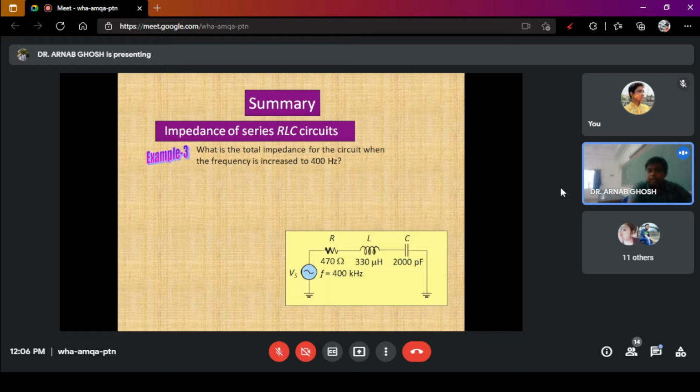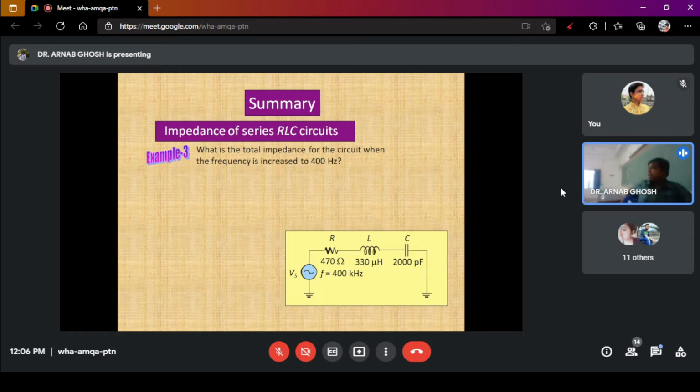Increasing this, so it's a typing mistake here. This will be 400 kilohertz actually. So we have increased the frequency to 400 kilohertz. When your f has increased, your XL will increase and your XC will decrease, right? This you have already studied.